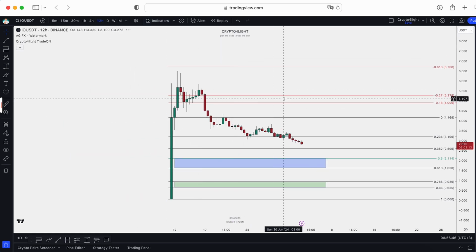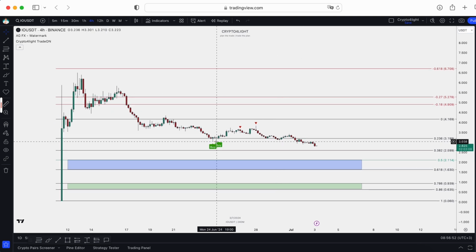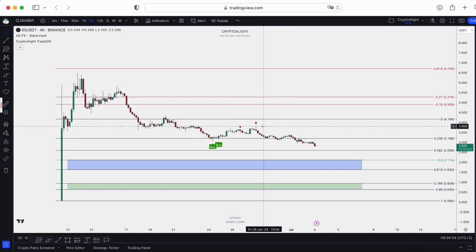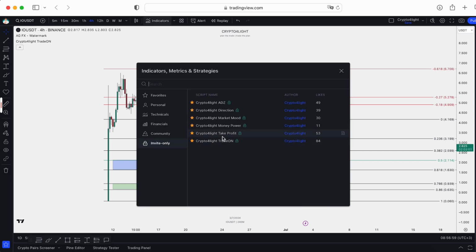Take a look at the trade signals. Daily, no data. 12-hour time frame, no signals. 4-hour time frame, yes, it's for intraday: buy, bounce 24%, sell. No new signal to buy. All right, got it. Take a look at take profit.